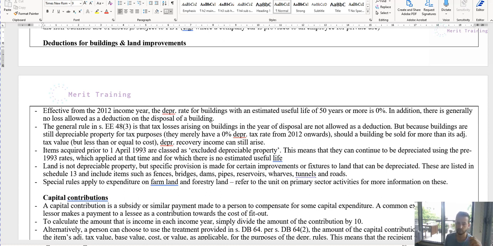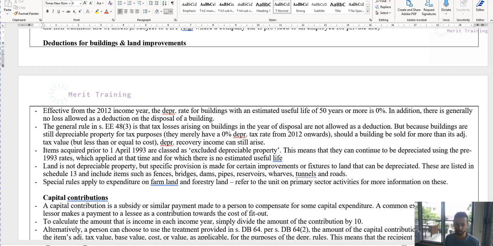Next point, items acquired prior to 1 April 1993 are classified as excluded depreciable property. This means that they can continue to be depreciated using the pre-1993 rates, which applied at the time and for which there is no estimated useful life. So basically, if you've got a historical asset, including a building, it means you can use whatever rate was around at that time, even if today you're not allowed to claim depreciation. It's basically grandfathered out, which means using the same historical method until that asset is no longer available for those people, or those people die, or whatever it is, and after that, if there's no people left doing it, then the rule is basically gone. But you're not disadvantaging people by changing the rules in the system.